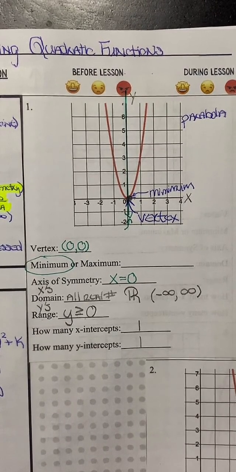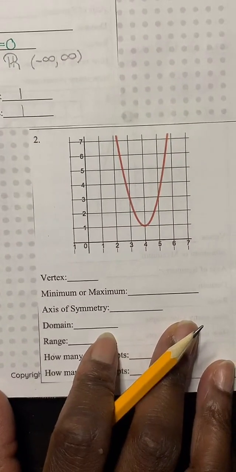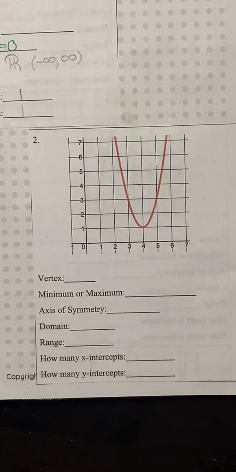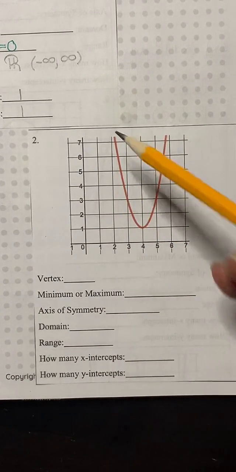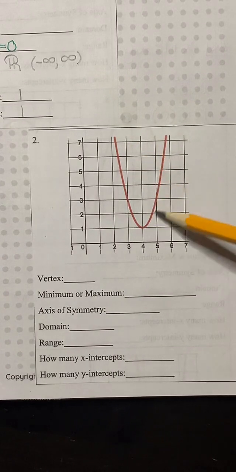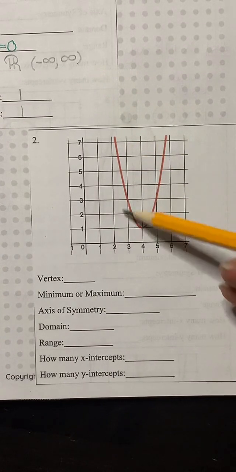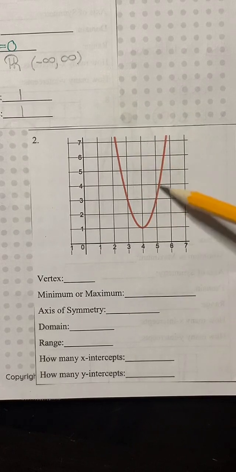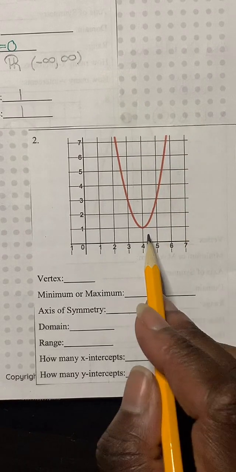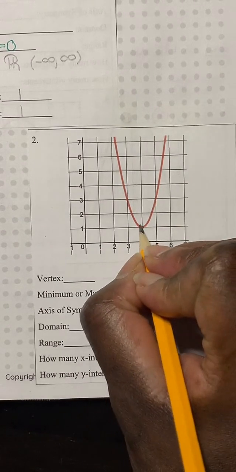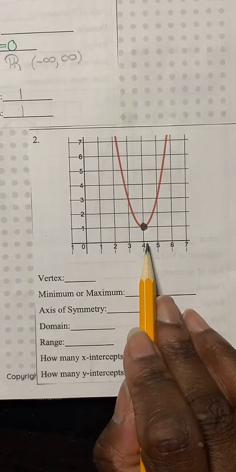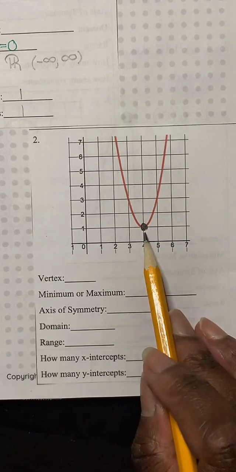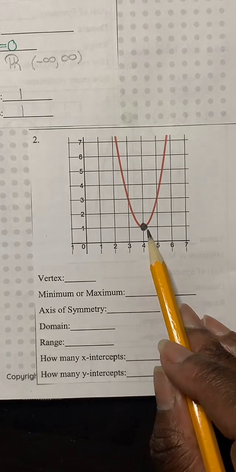All right? So, let's go over what we know. Just by looking at it. Right? So, we have a parabola. It's opening upward. It opens up like a cup. I see a vertex, which is right here. What is that vertex? What is that point? Give me my ordered pair for this vertex.